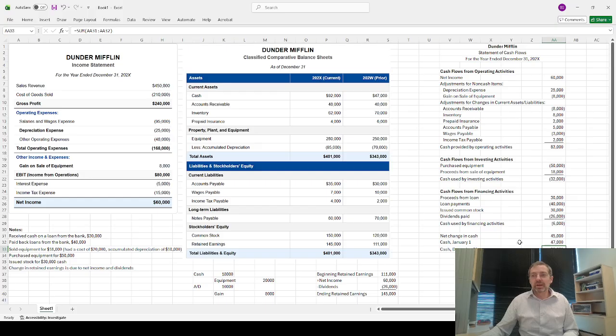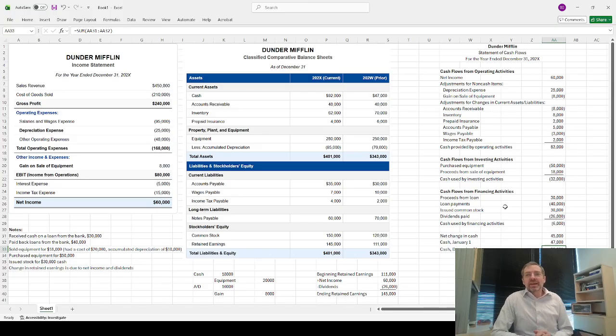If we did it right, the 92,000 should match what is on our balance sheet for ending cash. And indeed, it does match. We have this 92,000 over here. That should match the ending number on your statement of cash flows. If you don't get that number, you did something wrong. Either you added or subtracted something that you shouldn't have, or maybe you had the sign wrong, like you added something when you're supposed to subtract it, or something like that.